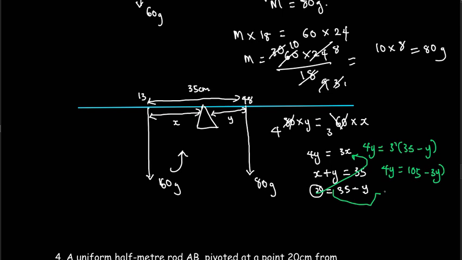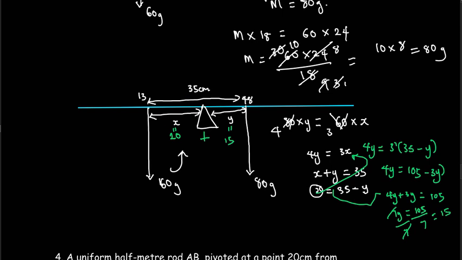Alright, so simplifying further, we're going to collect like terms. So we have 4y plus 3y is equal to 105. 7y is equal to 105. Divided by 7, we're going to get 15. So the value for y is 15. Therefore, the value for x is going to be 20, because 20 plus 15 is 35.